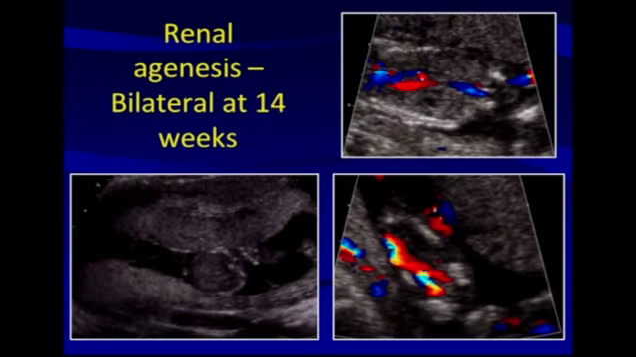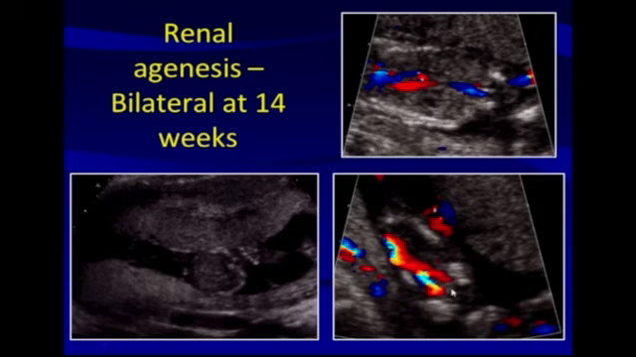Here's another case of bilateral renal agenesis. This was di twins, and the one twin was normal, and here with the posterior placenta we have the second twin at 14 weeks, and you can see the amount of amniotic fluid is markedly decreased. Bilateral renal agenesis was suspected. We did this coronal aorta view, and we couldn't see any renal arteries on either side. There was no fluid visualized in the urinary bladder.